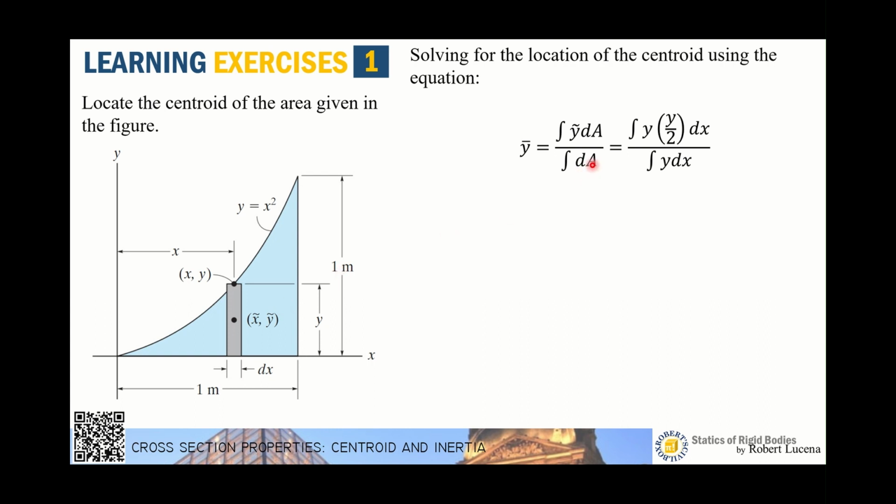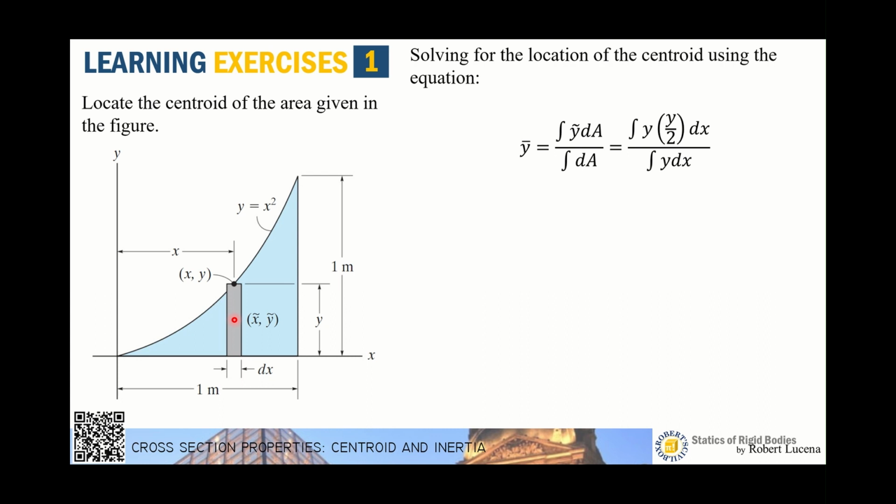So take note that the first moment of area of this differential rectangle is area times its lever arm. The lever arm is measured from the centroid to the desired axis. The desired axis where we want to measure the centroid is the x-axis. So the first moment of area is a product of the area and the lever arm, measured from the centroid to the desired axis.